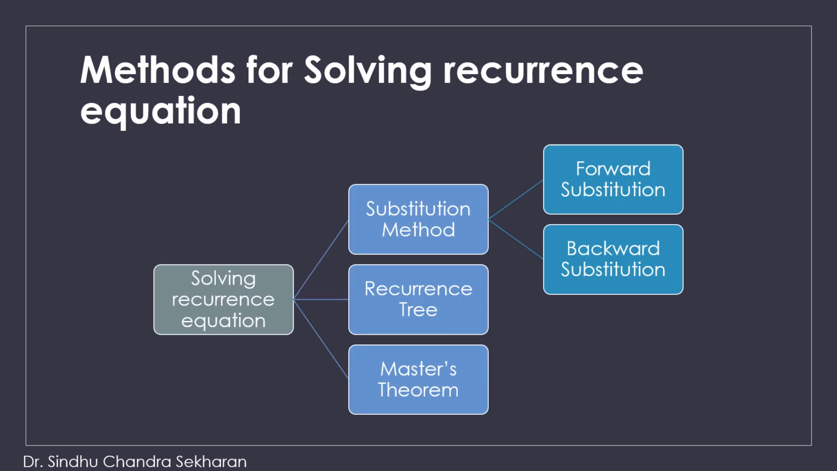There are so many ways of solving the recurrence equation. The most popular methods are the substitution method, which can use either a forward substitution or a backward substitution. The second one is the recurrence tree method, and finally the third one is the Master's theorem.